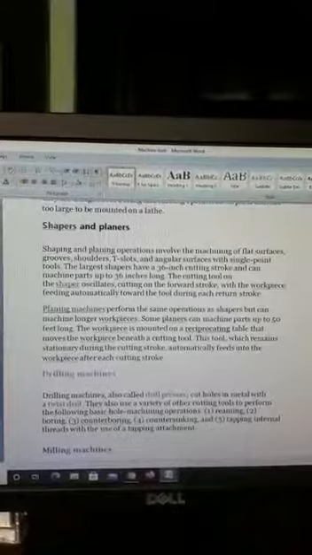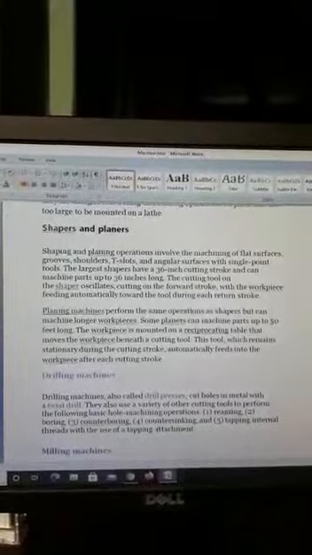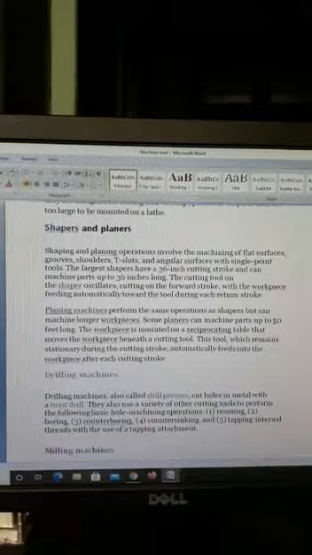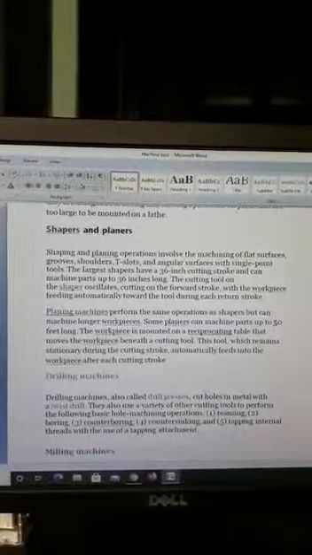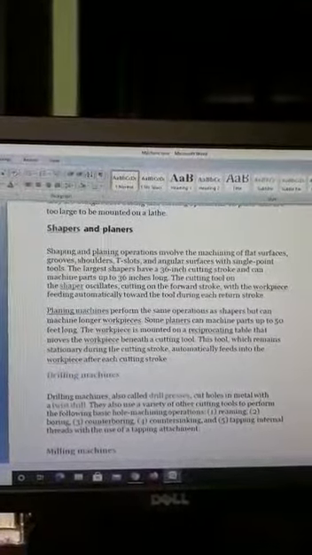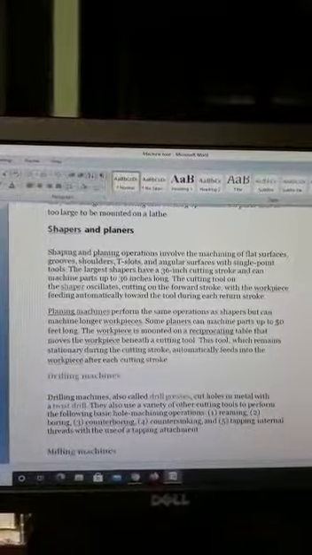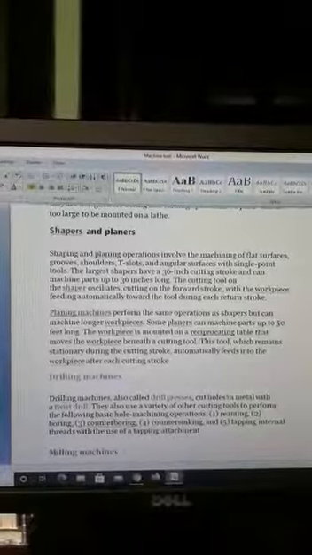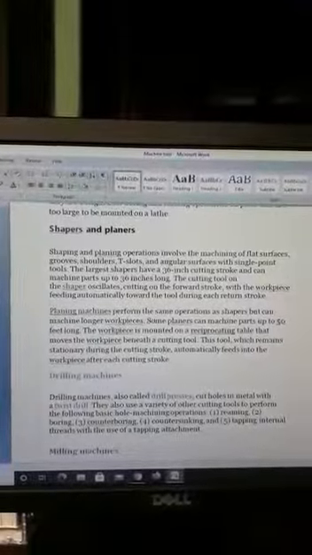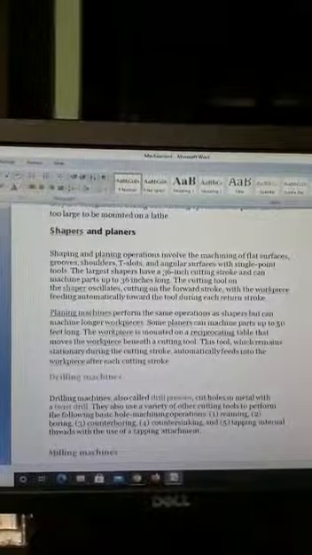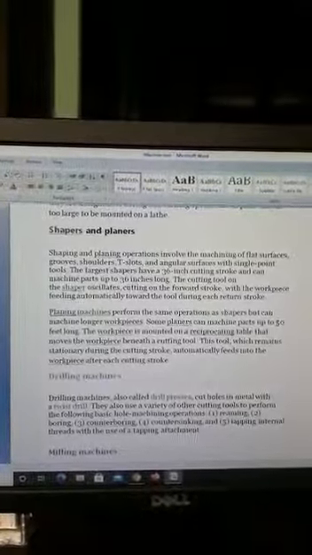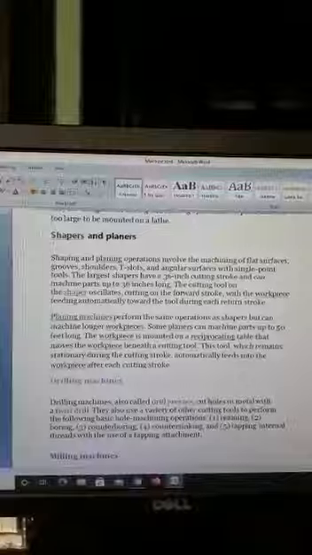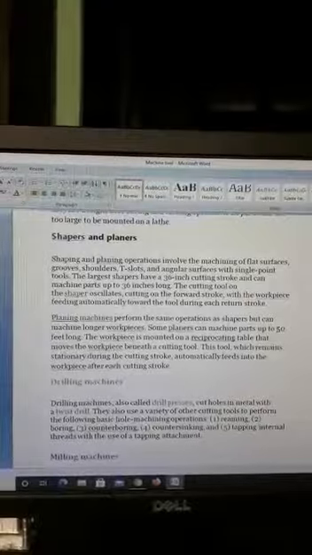Shaping and planing operations involve the machining of flat surfaces, grooves, shoulders, flat T-slots, and angular surfaces with single point tools. The large shapers have a 13-inch to 36-inch cutting stroke and can machine parts up to 36 inches long. The cutting tool on the shaper oscillates, cutting on the forward stroke, with the workpiece fed automatically towards the tool during each return stroke.